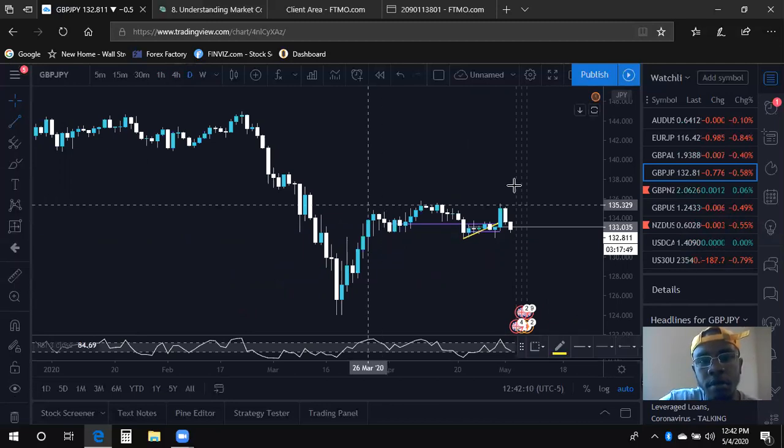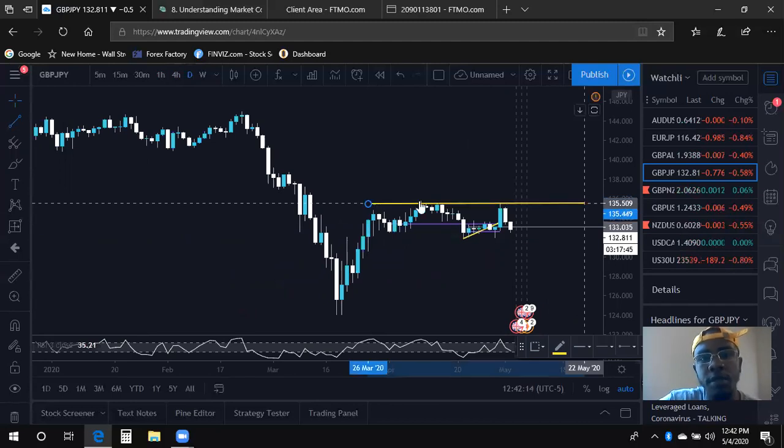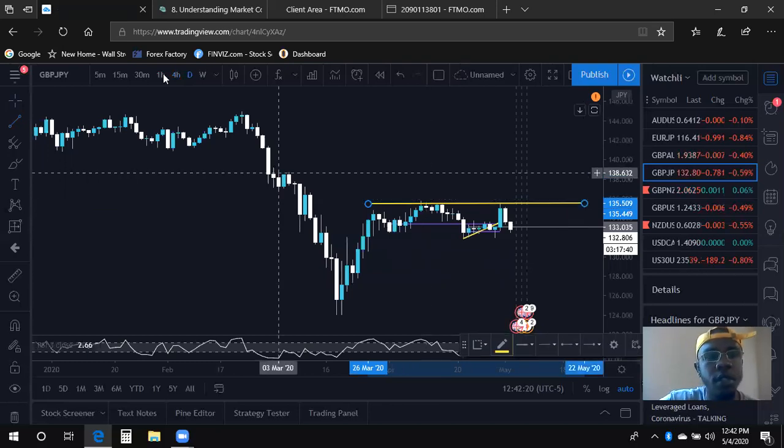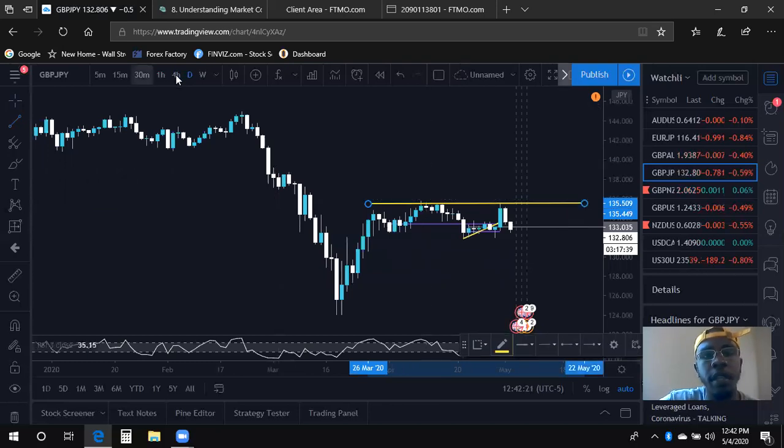So price was stagnant up here at all these wicks at, you can call it, the median of these wicks right here. So that's why you draw this horizontal line, and you always draw your lines to the future. You come back down to the 4 hour.